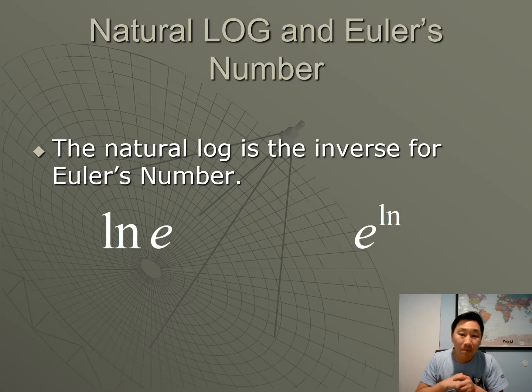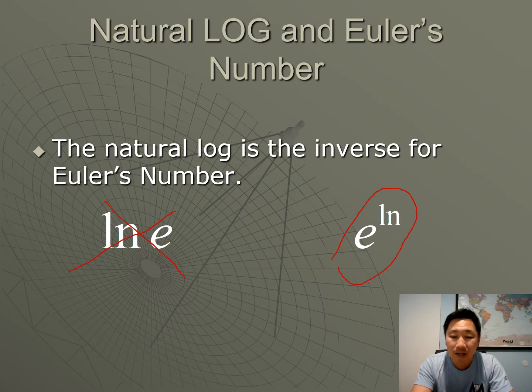So if you remember Euler's number that was on your calculator, it also has an inverse. Basically, what cancels Euler's number is the natural log, ln. So whenever you see these together, ln of e, they cancel each other out. And when you see e raised to the ln power, they also cancel each other out. Okay, they're inverses of each other.